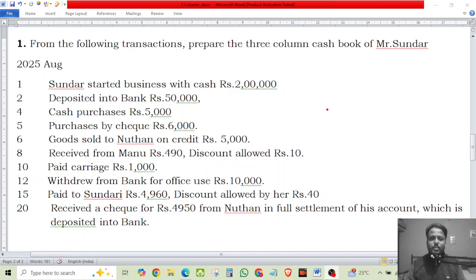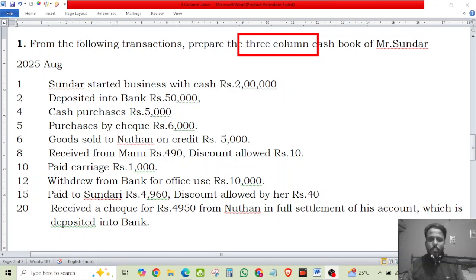In today's video, we are learning a new concept, that is three-column cash book. So first of all, we'll understand the meaning of three-column cash book. Three-column cash book is also called as original books of entry, where you are entering all the business transactions in a chronological order in three different columns. Those three different columns are the cash column, the bank column, and the discount column.